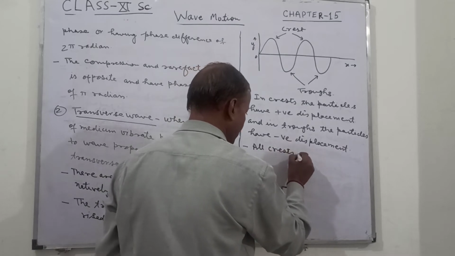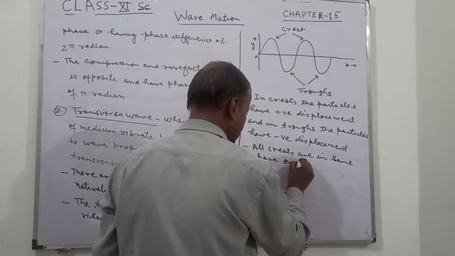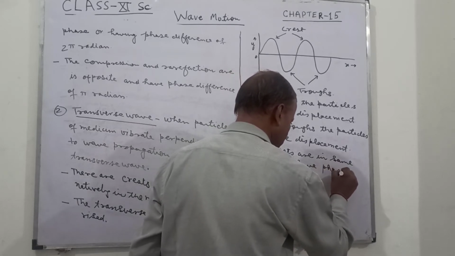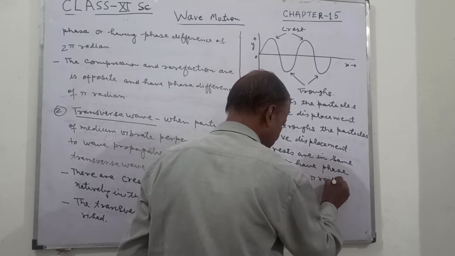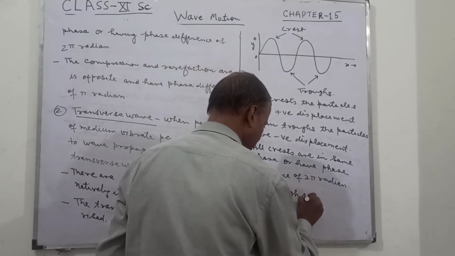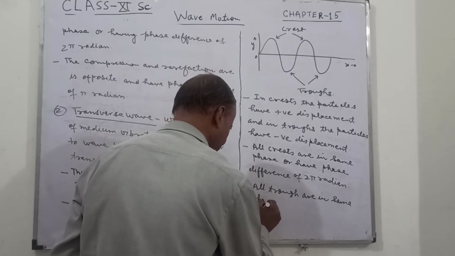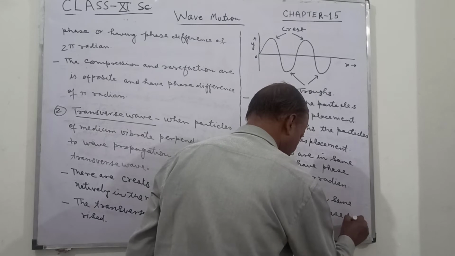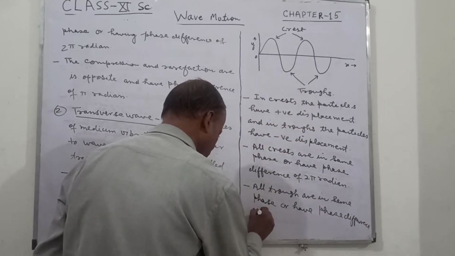All crests are in the same phase or have a phase difference of 2 pi radian. All troughs are in the same phase or have a phase difference of 2 pi radian.